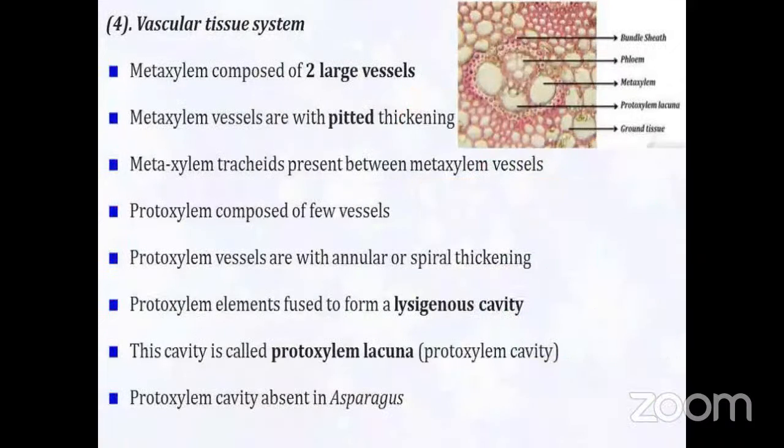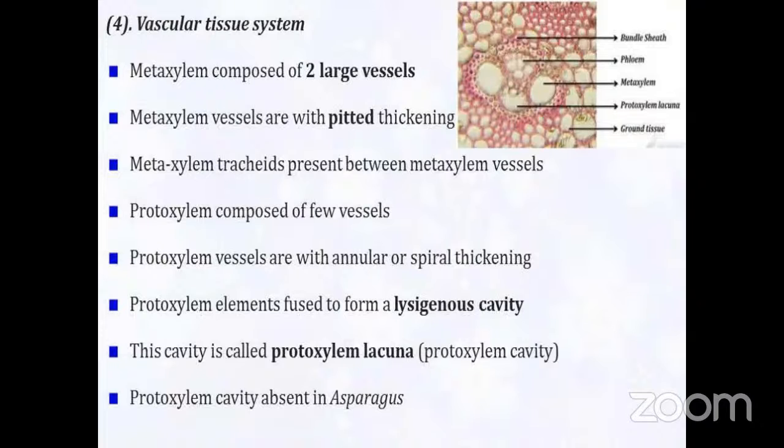Then metaxylem is composed of large vessels. Large means very big vessels, as shown in the picture. Those are metaxylem vessels, and they are with pitted thickening. Pitted means having some holes. Then metaxylem tracheids are present between metaxylem vessels, and tracheids are also elongated tubes for the conduction of water.